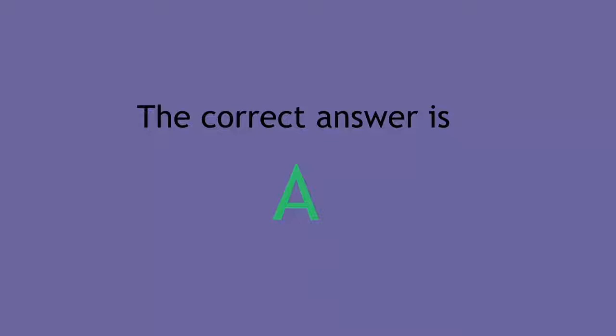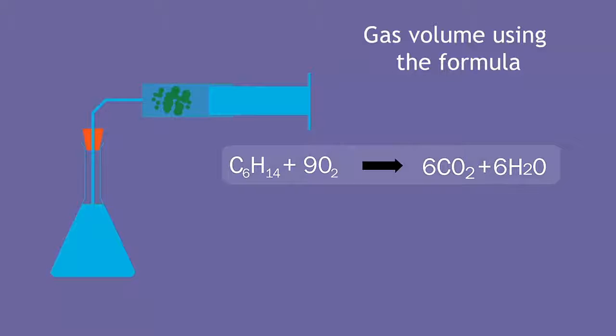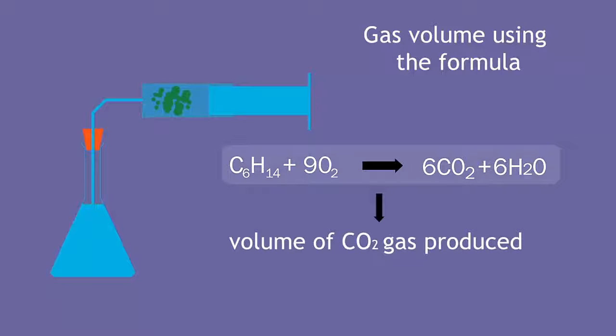The correct answer is A, because 20.5 moles times 6 is equal to 123 moles. Knowing this, you can calculate the gas volume using the formula to work out the volume of carbon dioxide produced. Pause, use the formula and then continue to do this.